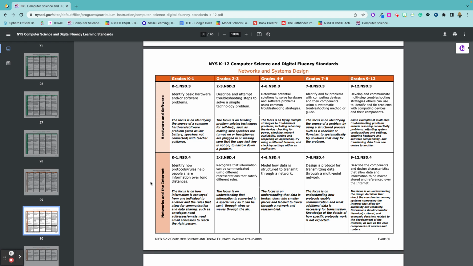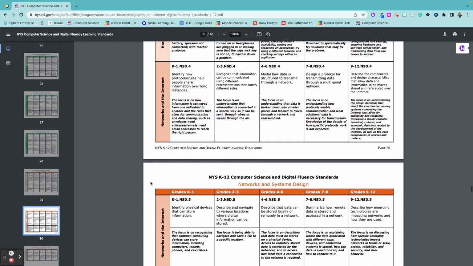The final one in hardware and software is identifying problems and troubleshooting them. So if we're really looking at something that they're using to analyze any data, they may be able to think about how this technology works, or maybe they have something on their spreadsheet they need to fix to make the information work better. And then finally, we move into networks and the internet.